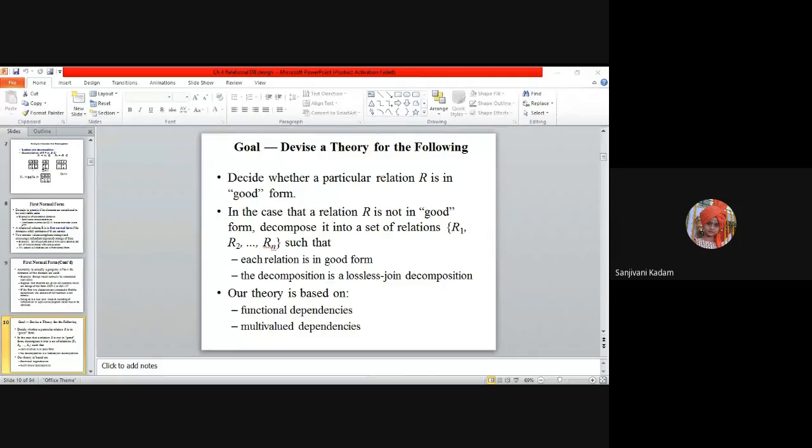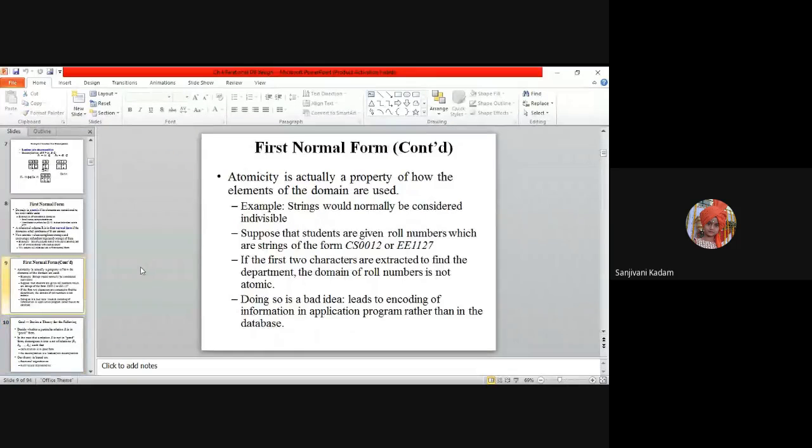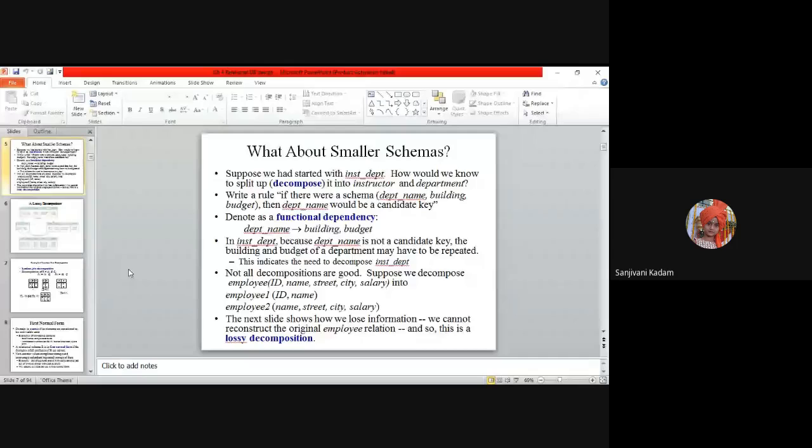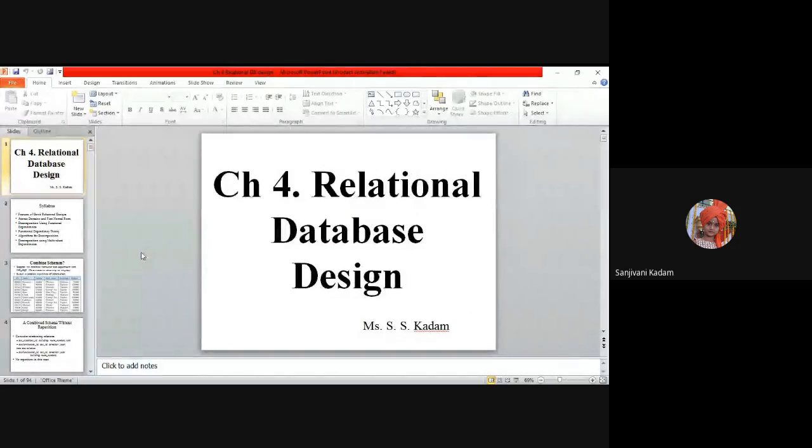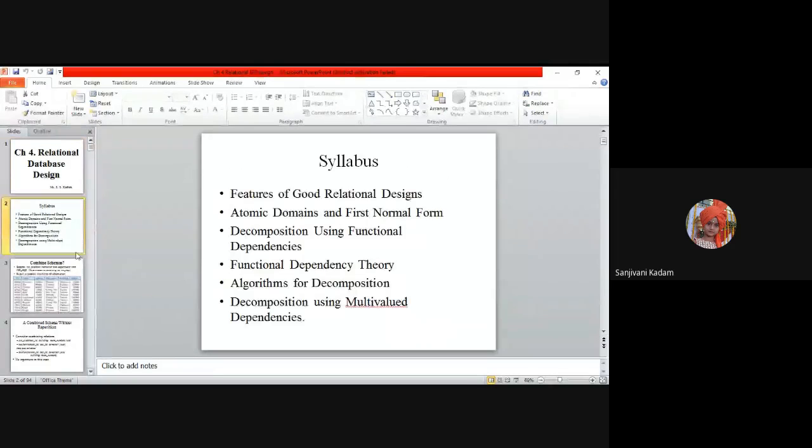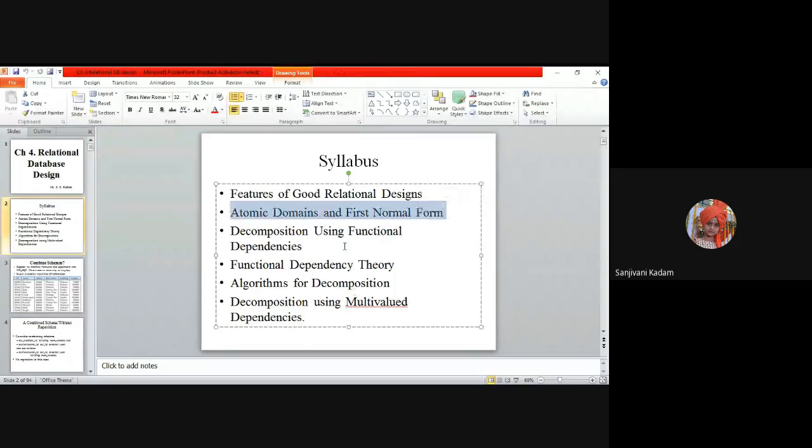So let us go through all the content. The main point is that we are not taking everything point by point. Only a few slides we covered previously. We started with chapter 4, relational database design, and these are the syllabus contents: features of good relational designs, and we just started with the second point, atomic domains and first normal form. So, features of good relational design.